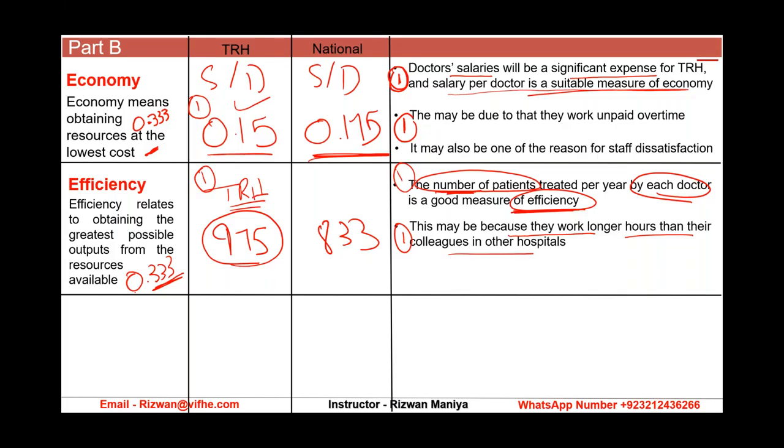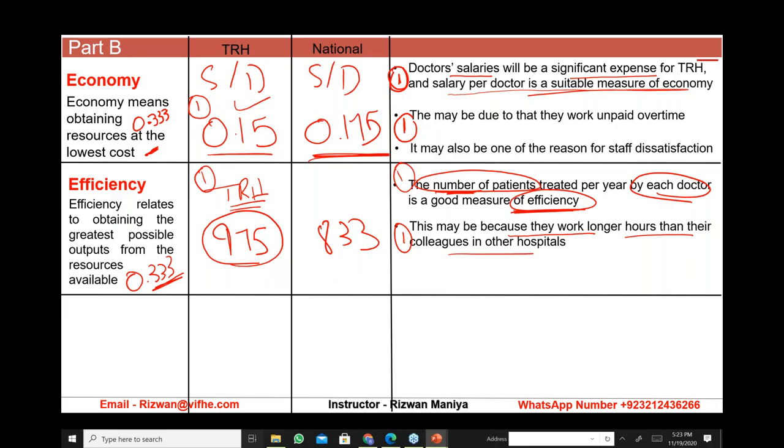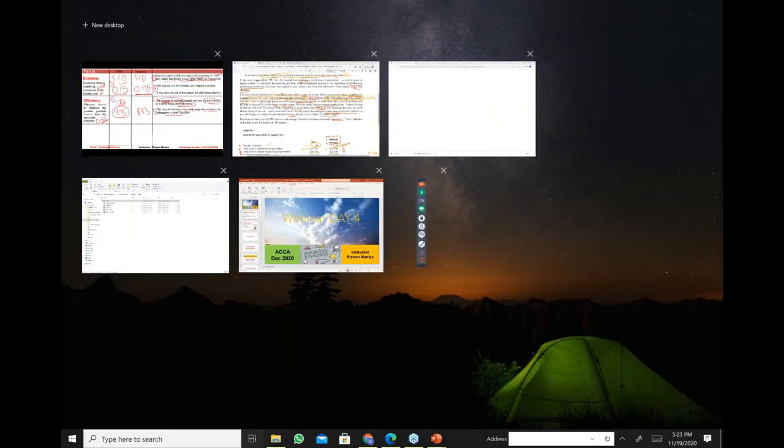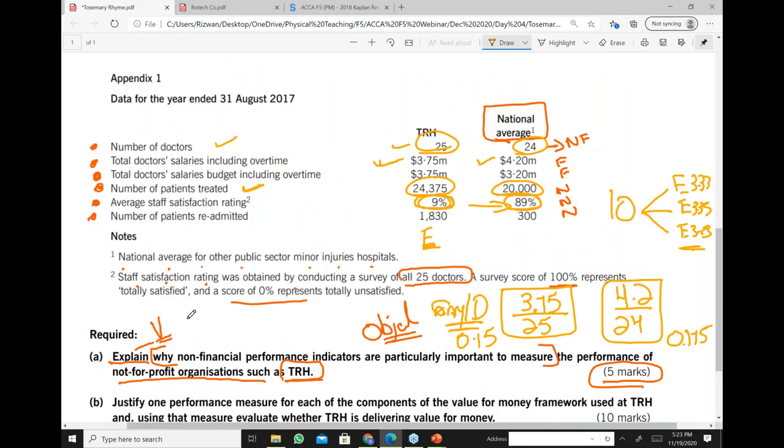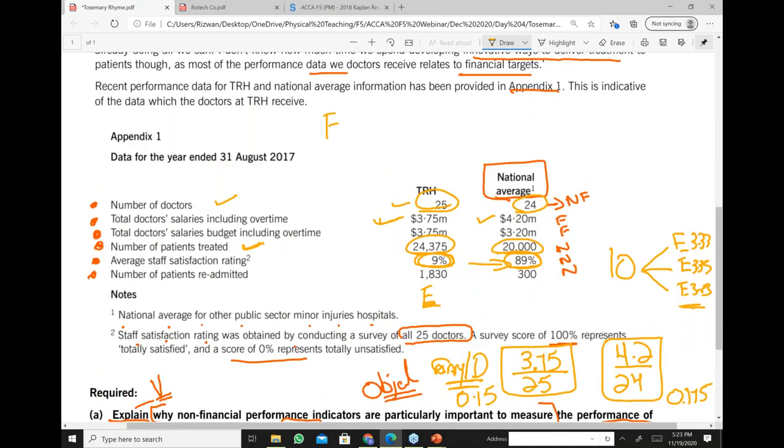Okay. Now, the last one completely for you. You tell me. Effectiveness measures achievement of the objective. So, do they want to give successful treatments? So what measure can you work out from here for effectiveness? Let me look here at what you are saying. Number of patients admitted, number of patients readmitted.